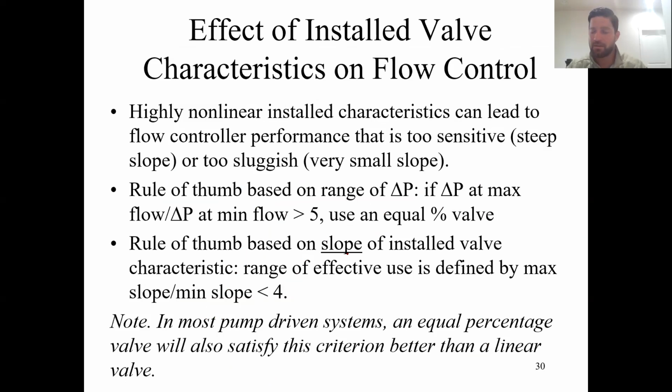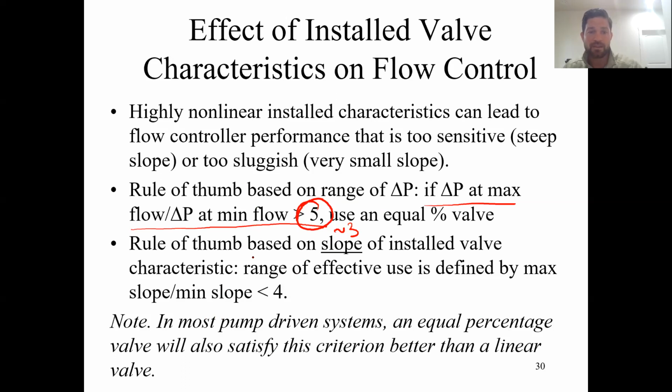You can look at this slide. Again, characteristics are going to vary for linear and equal percentage valves depending on the flow characteristics and the pressure drop through the system as a function of flow. The textbook that we use says if the delta P at max flow over the delta P at min flow is greater than 5, use equal percentage. This number is probably closer to, I don't know, somewhere around 2 to 3, somewhere in that range.